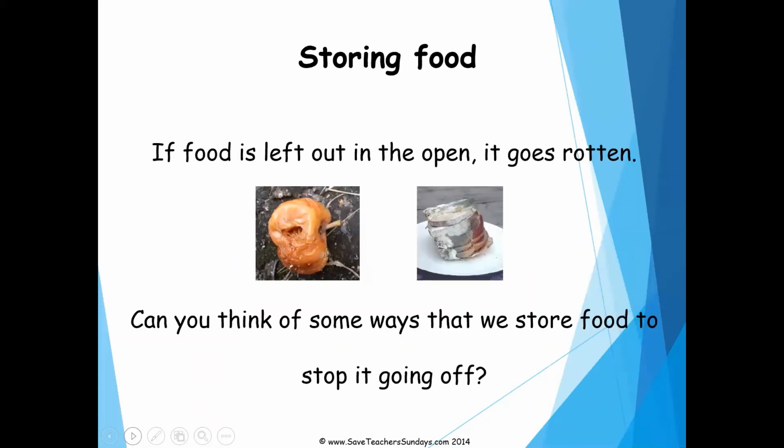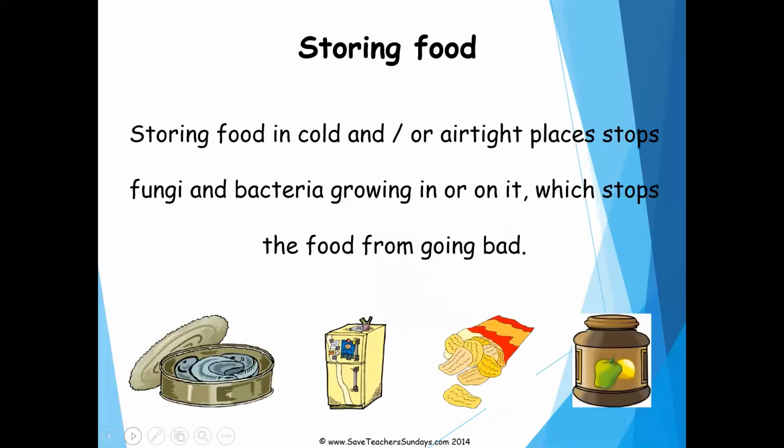Now, how can we store food? Thank you. We store food maybe like in our fridge or freezer. So let's have a look. If food is left out, it gets rotten. Can you think of some ways that we store food to stop it going off? As we discussed already, we might decide to store food in the fridge or freezer. Now, storing food in cold places stops fungi and bacteria growing in or on it, which stops the food going off.